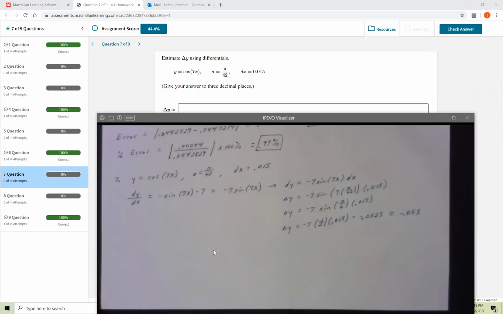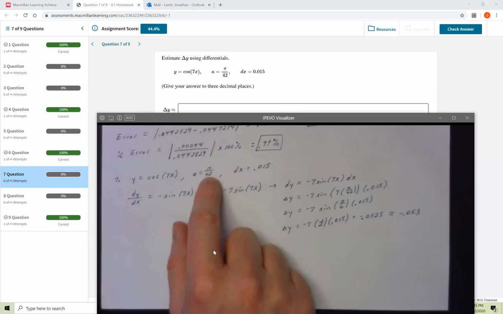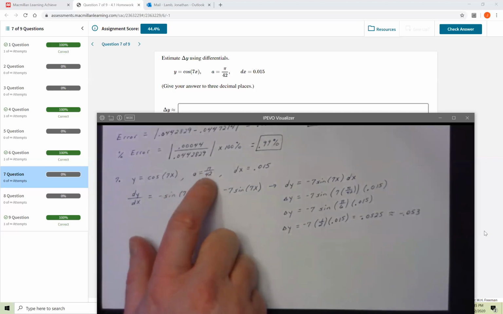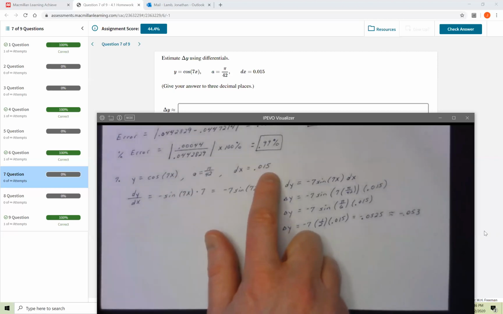Number 7 is just asking us to estimate the change in y using differentials. Pretty cool stuff. So the y value in this problem is the cosine of 7x, and the particular value of x we're interested in here is pi over 42. And we know that the change in our function is it's going to go an increment of 0.015. So we're trying to find out how much does the y value change as x moves from pi over 42 to pi over 42 plus 0.015.